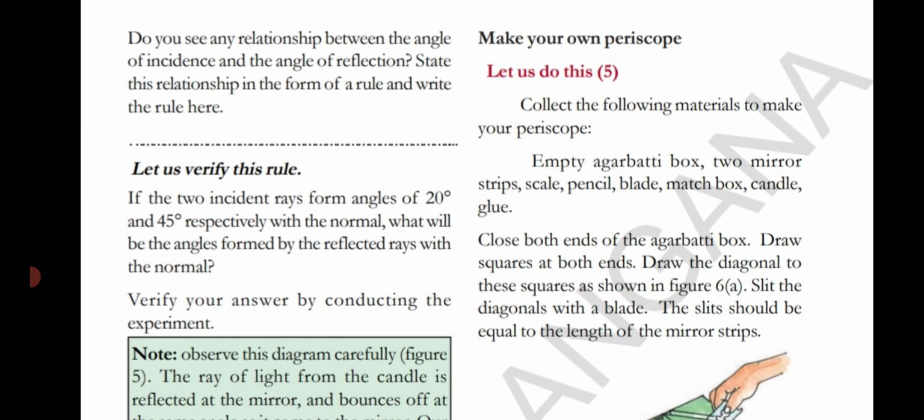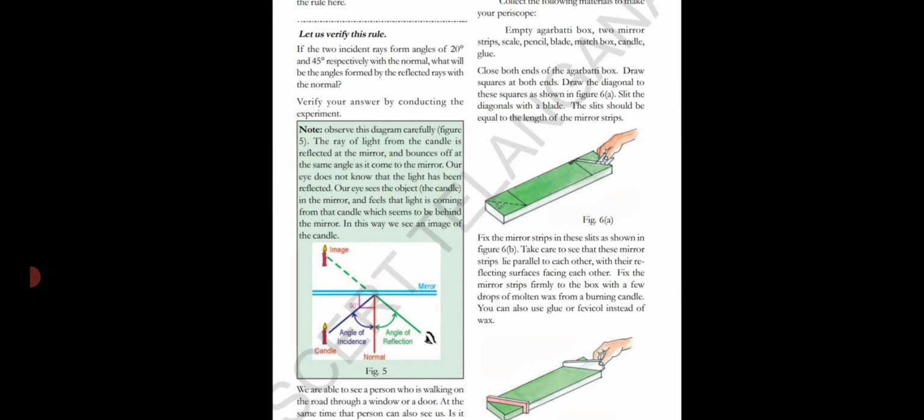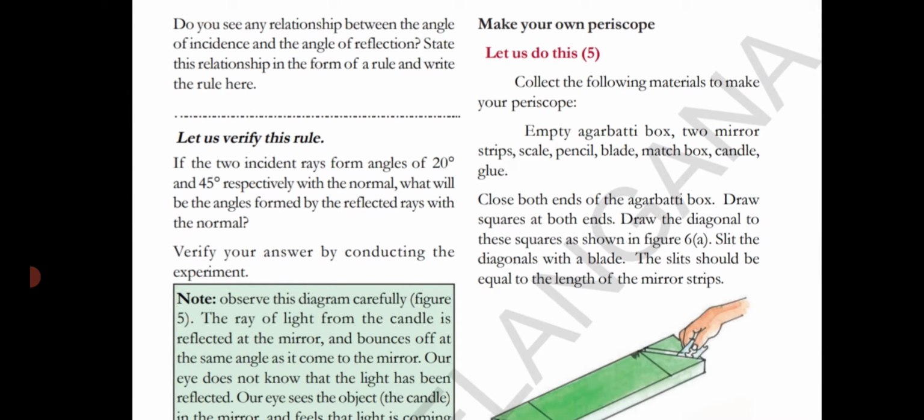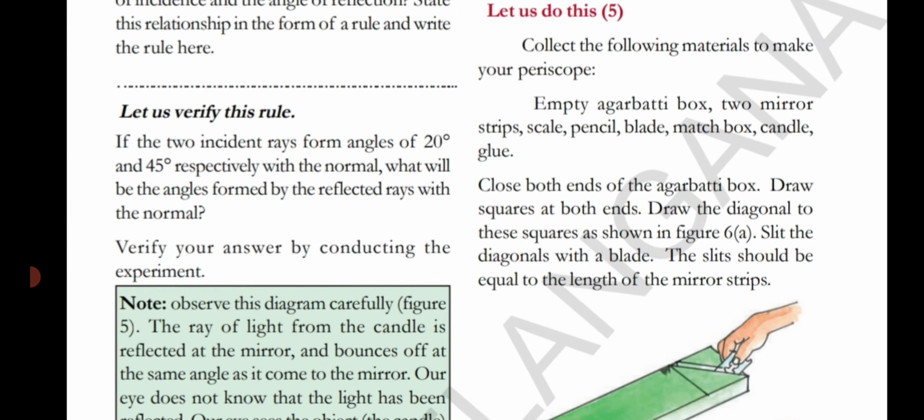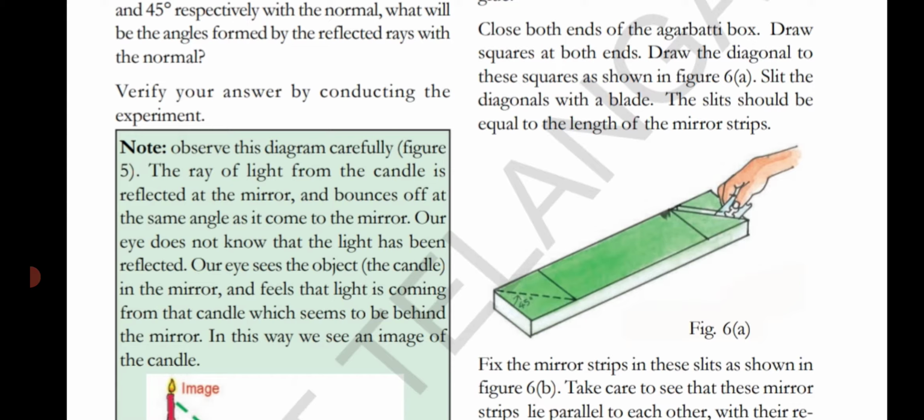Making your own periscope. Let us do this activity 5. Collect the following materials to make your periscope: empty agarbatti box, 2 mirror strips, scale, pencil, blade, matchbox, candle, glue, etc. Close both ends of the agarbatti box. Draw squares at both ends. Draw the diagonal to these squares as shown in the figure.